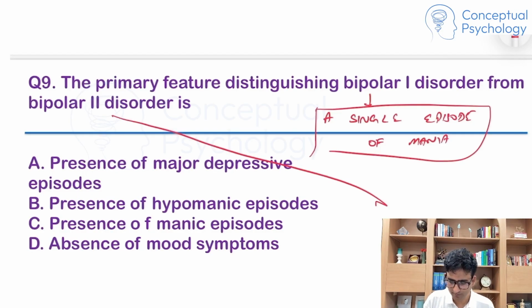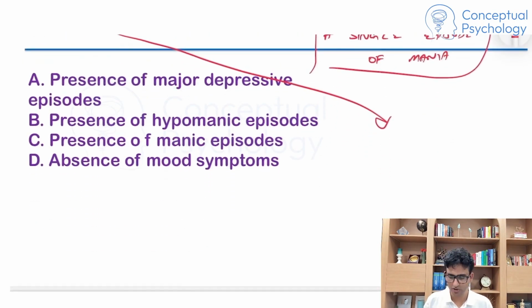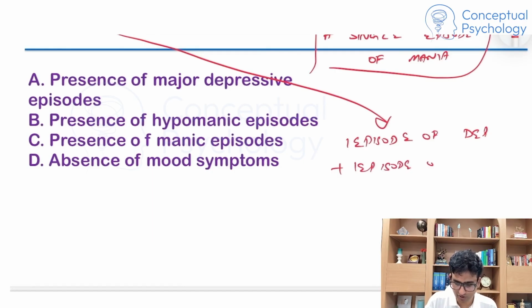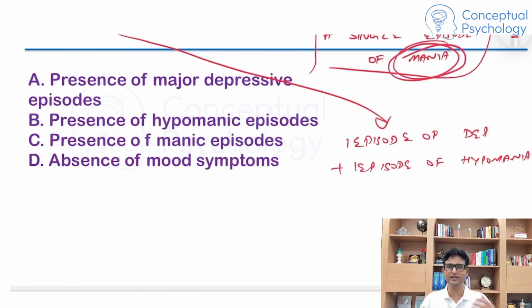What is bipolar 2? To make a diagnosis of bipolar 2, you have to have at least one episode of depression and one episode of hypomania. Now, this is not mania, it is one episode of hypomania. So, at least one episode of depression and one episode of hypomania. So, what is the differentiating feature here? Mania. Depression can happen in both bipolar 1 and bipolar 2.